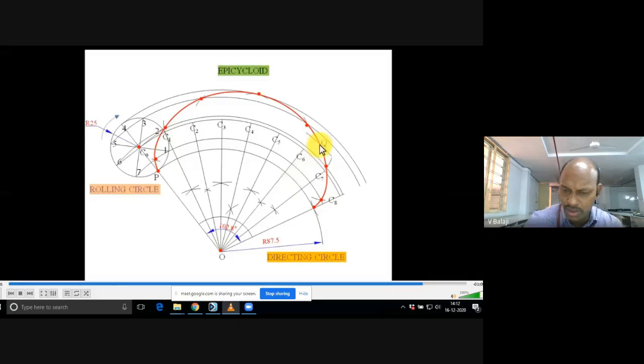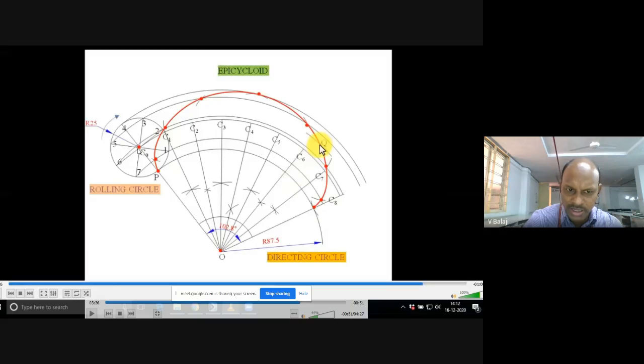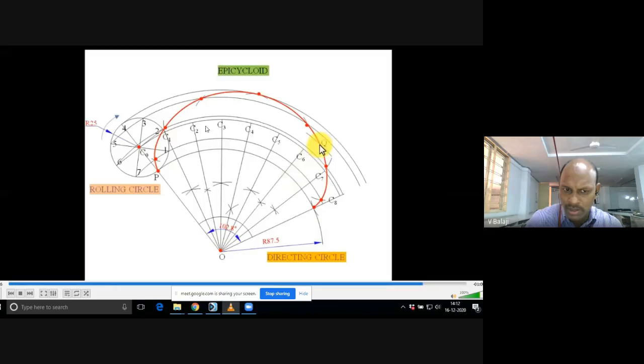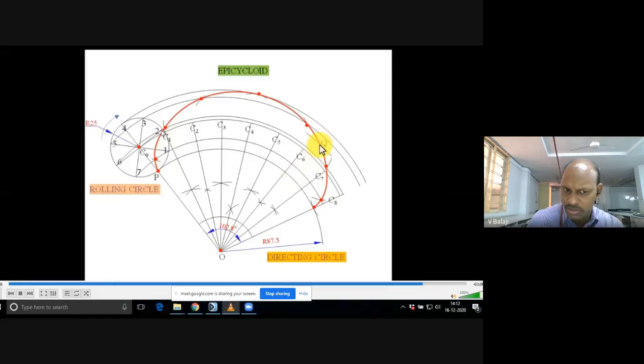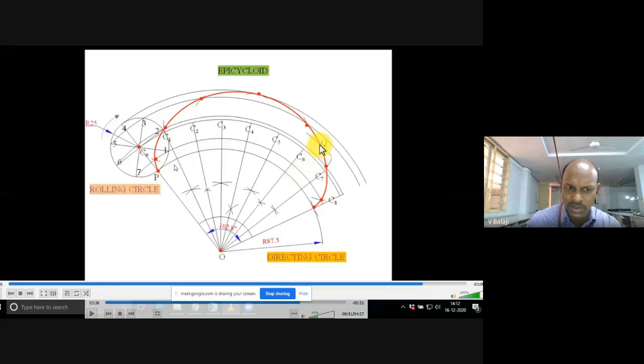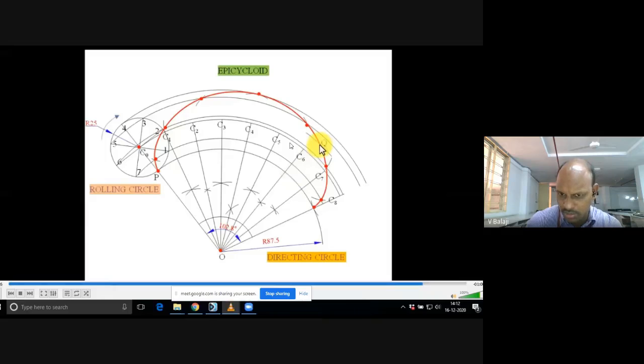Yes, 25, because the centers are moving from C0 to C1, C1 to C2, but the radius of the circle is not changing. It is always 25 only. So while getting the normal and tangent, remember the radius is fixed. Whatever the radius of the rolling circle is, with the help of that radius only we generate the normal and tangent. So you cut again with center Q.